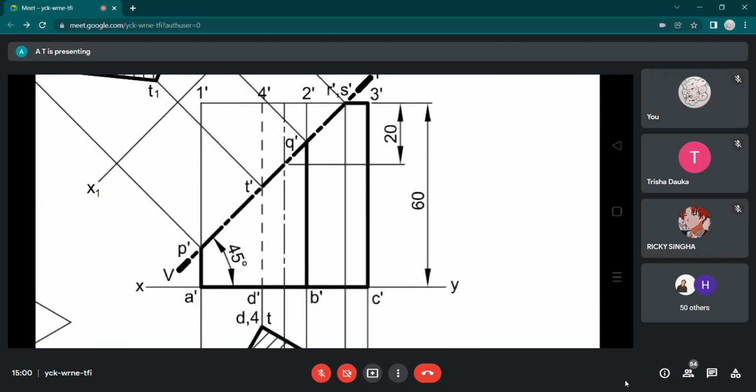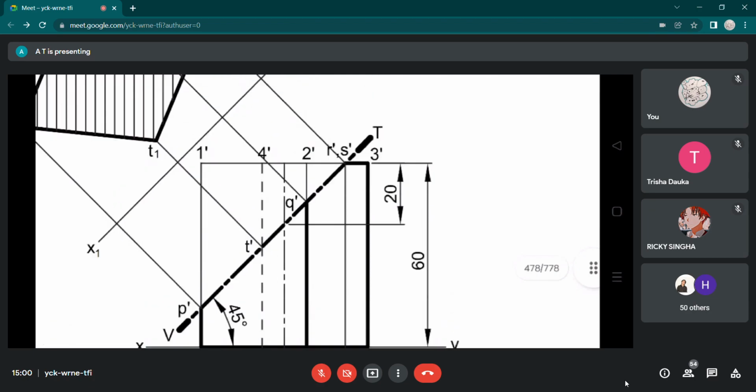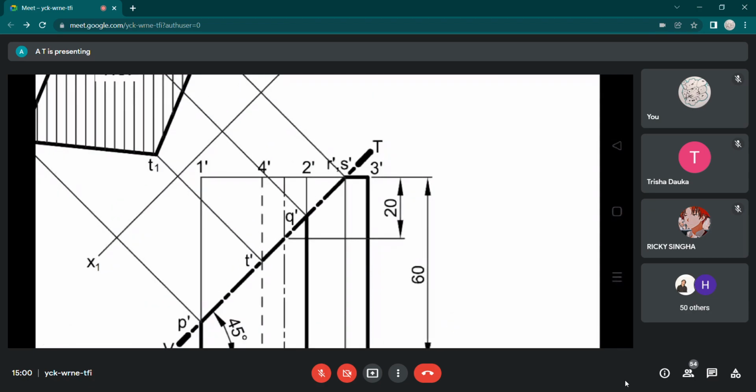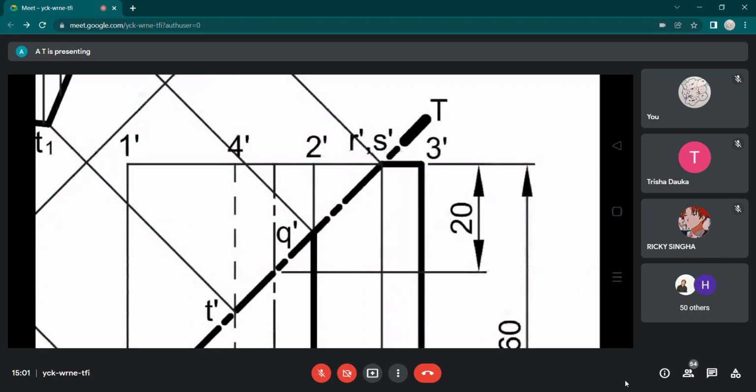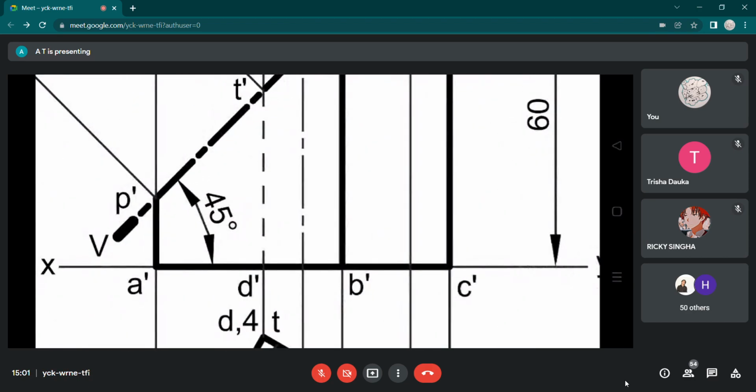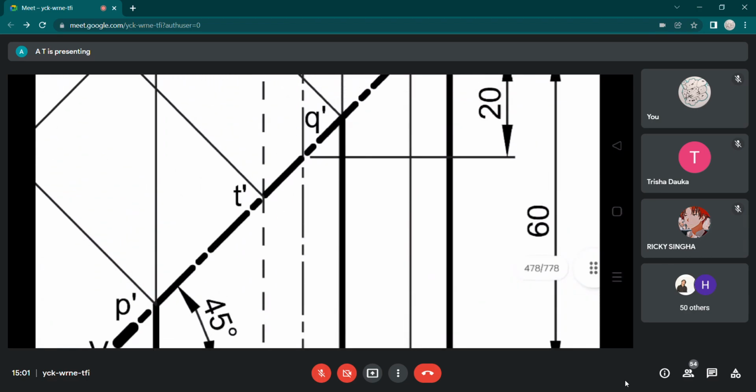Now, this is not a square. In fact, this is a rectangle in the front view. Now you have to draw the vertical trace. After you draw this rectangle in the front view, you get 1 dash, 4 dash, 2 dash, 3 dash, and here you get A dash, B dash, D dash, and C dash. So you get this rectangle.